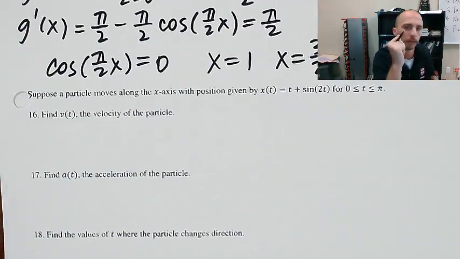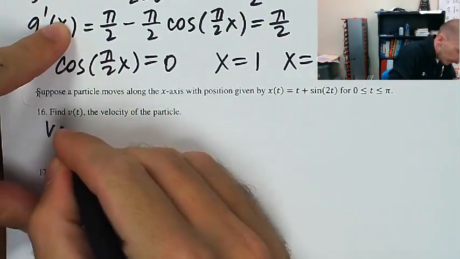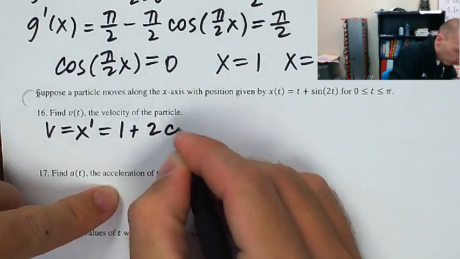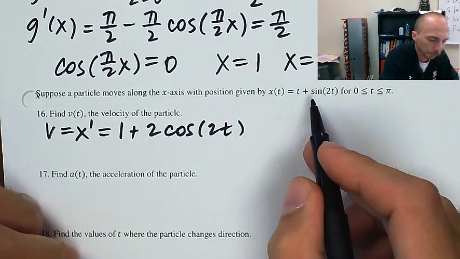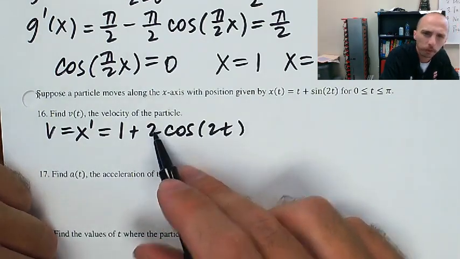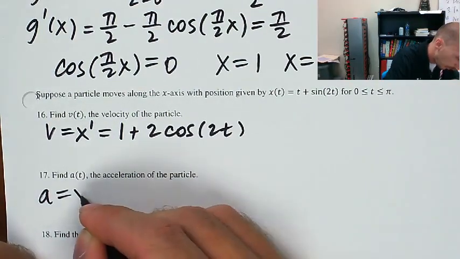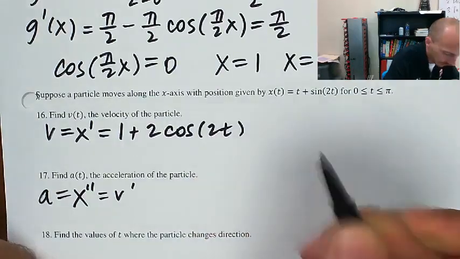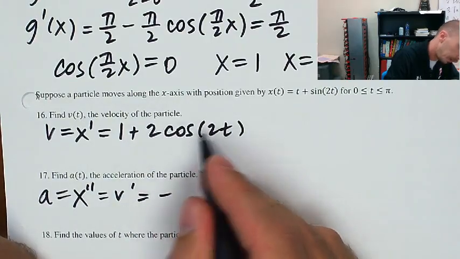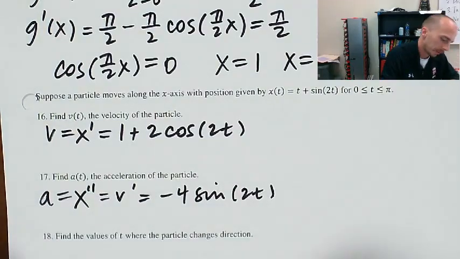Right. And then some position, velocity, acceleration. Okay, find v of t, the velocity of the particle. Okay, v equals x prime, which is going to be 1 plus 2 cosine of 2t, right? Just chain rule, derivative of the outside is cosine, leave the inside the same, multiply by the derivative of the inside, so I get that 2. All right, well, I found the velocity. A of t, a equals x double prime, which is, I could just take the derivative of this, and that will be good. That'll be 0 minus 2 sine of 2t multiplied by 2 for the chain rule is negative 4 sine of 2t.